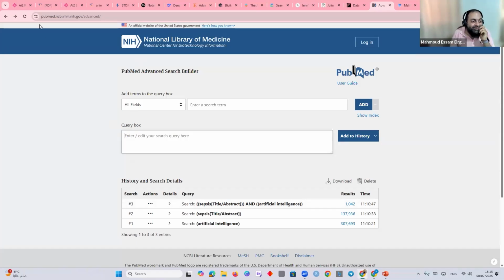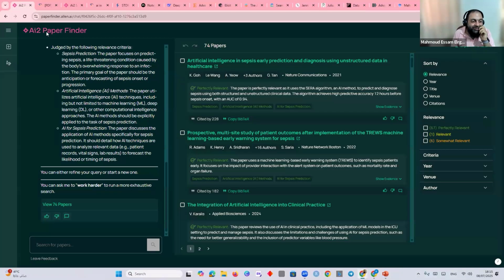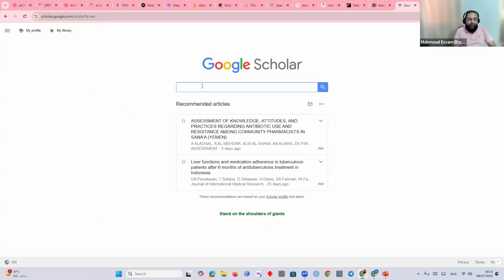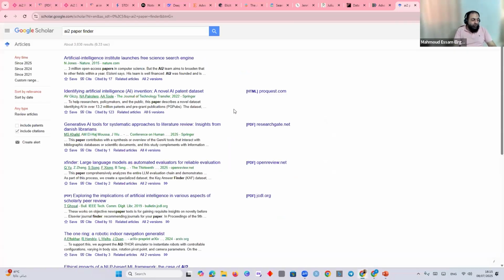And actually, you know what I did? This is really interesting. Sometimes you say, for example, this AI2 Paper Finder. What if I want to include that I used this? Unfortunately, let's see Google Scholar. Unfortunately, AI2 Paper Finder. When do you know that you can use this in your search?